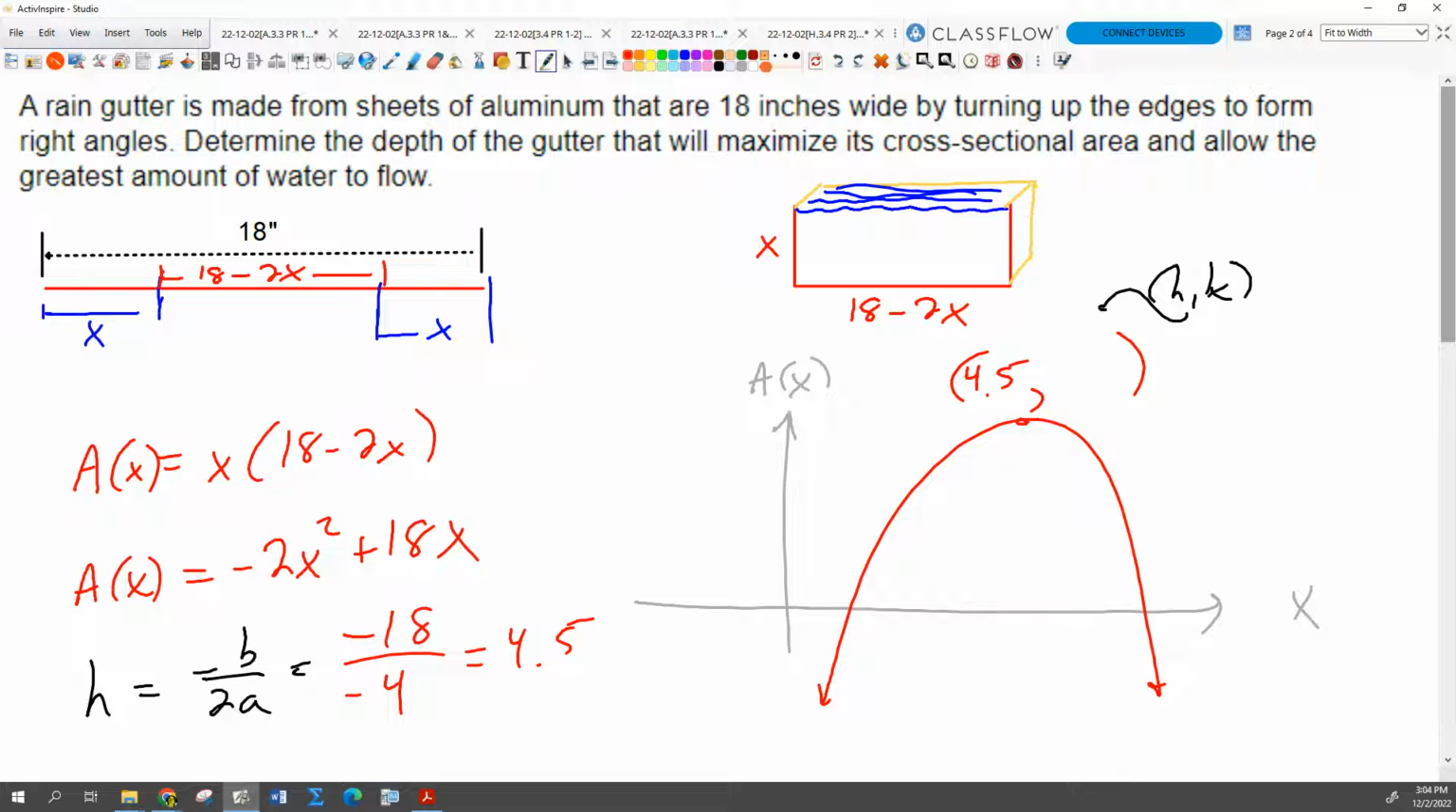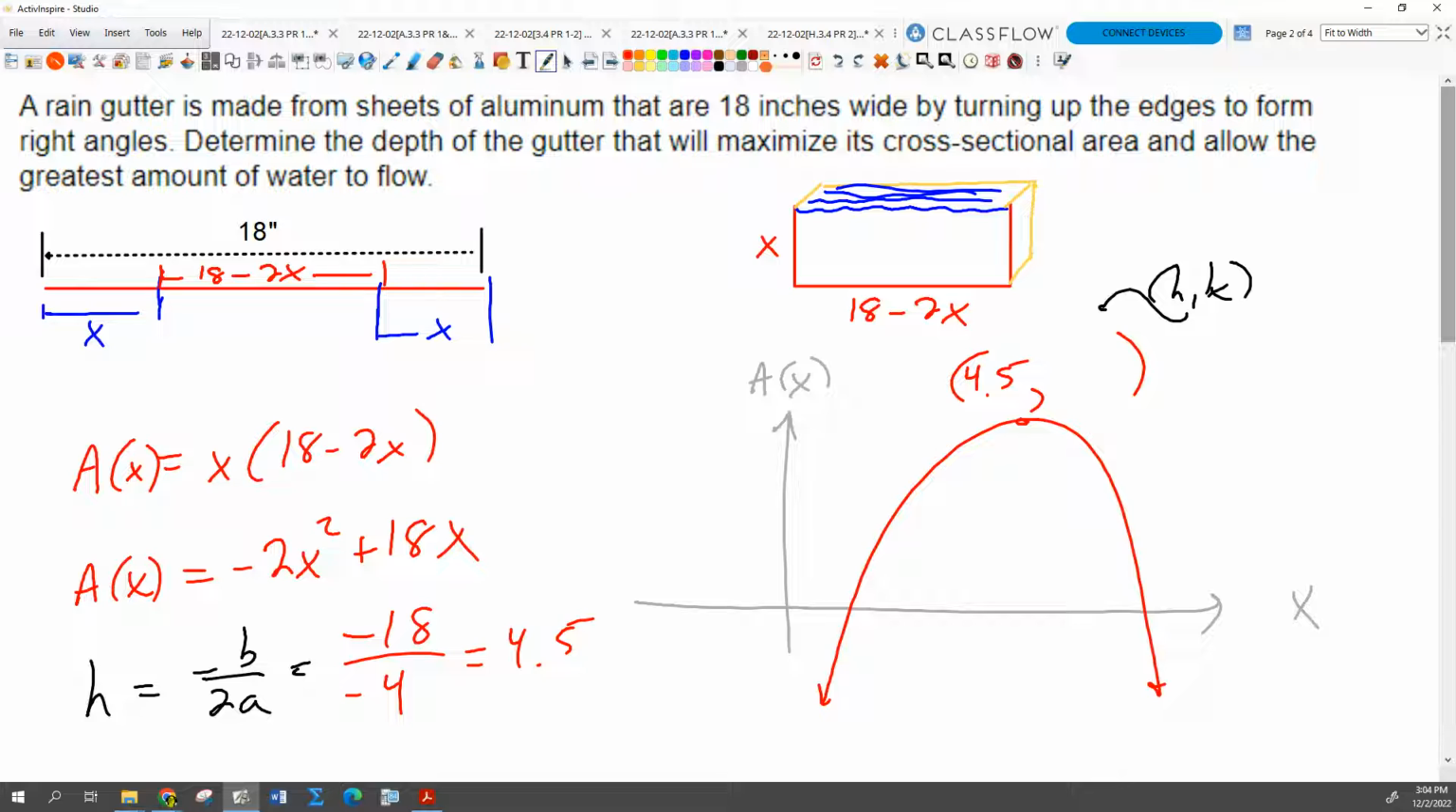What does the question ask for? Just wants the depth of the gutter. It doesn't even want to know what the cross-sectional area is. We just want to know, how could I build the most efficient gutter? Well, what's the depth of the gutter going to be then?